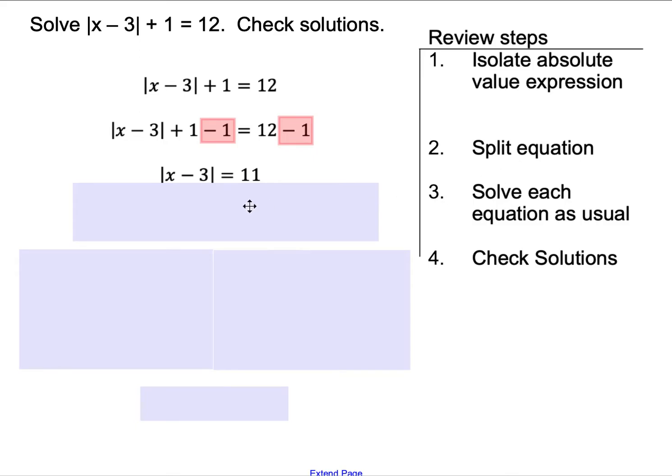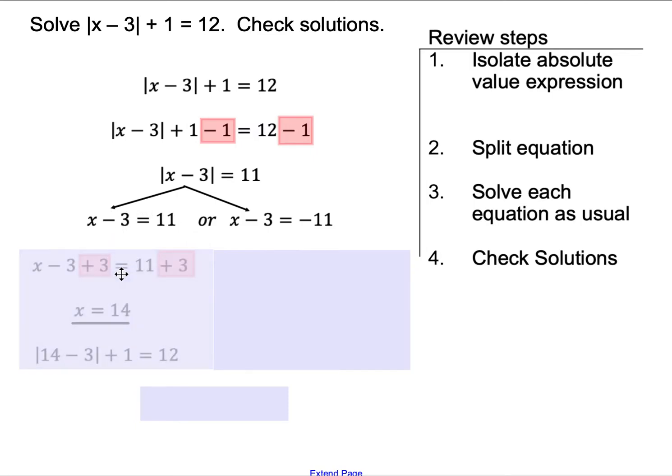Now I can move on and split the equation. The x minus 3 creates two different equations. One of them equals 11, exactly what's on the other side. The other one equals negative 11, the opposite of what's on the other side. And then we're going to solve both of these. Let's start with x minus 3 equals 11. We're going to get rid of the minus 3 by doing a plus 3 on both sides. The minus 3 plus 3 is going to be 0. That's gone. 11 plus 3 is 14. I get x equals 14.